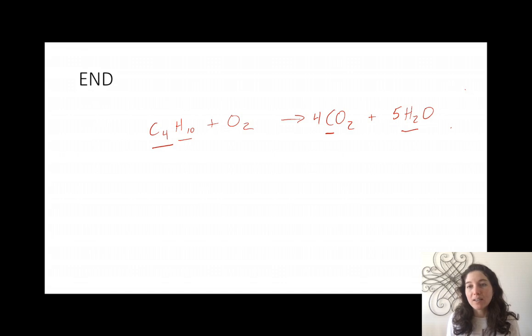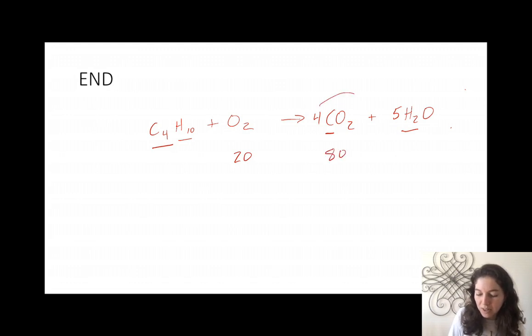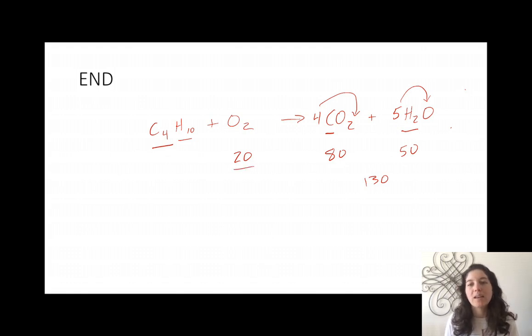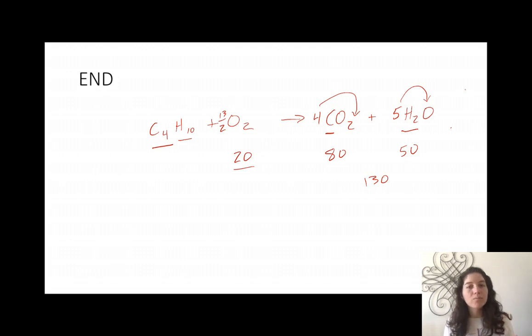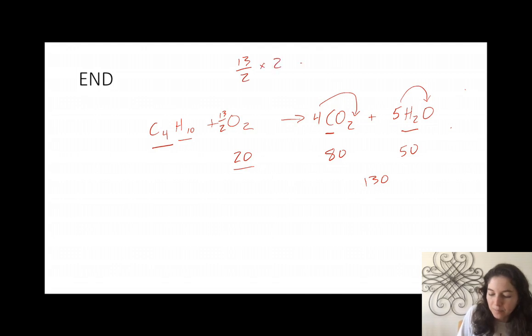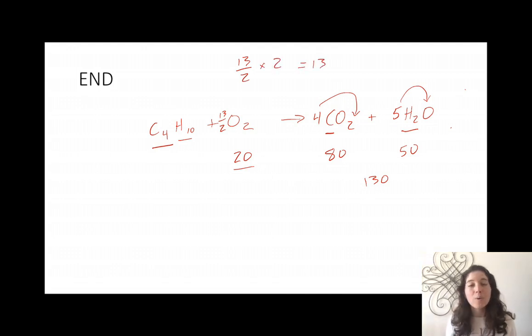Let's take a look at our oxygens. So on this side, we have 2 oxygens. Here we have 8 oxygens because we've got 4 times 2. Here we've got 5 oxygens. So if we add that up, we've got 13 oxygens on this side and 2 oxygens on this side. Not very balanced. So we're going to use our fraction method in order to fix this. So we're going to do a 13 over 2 right here. So 13 over 2 times 2 is 13. Okay, that's why we can do this.